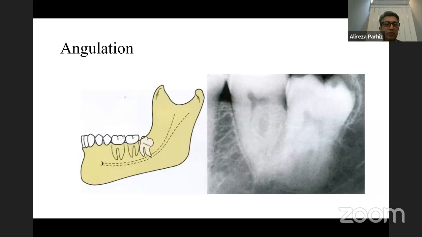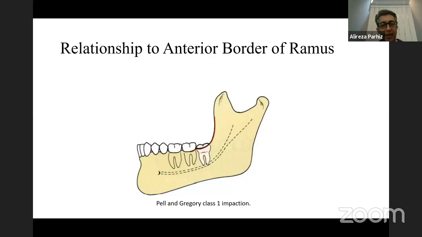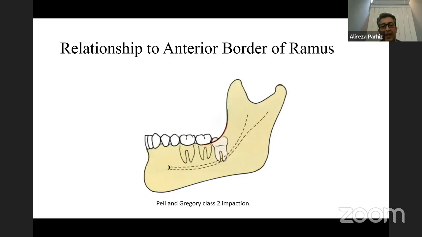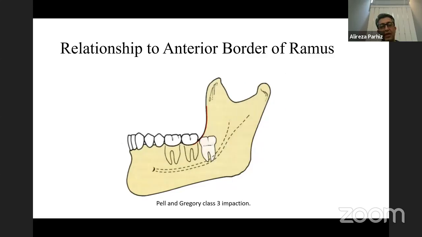We have also another kind of classification. It's according to the anterior border of the ramus. If the whole crown of the impacted tooth is anterior to the anterior border of the ramus, it's class 1 of Pell and Gregory. In class 2 impaction, half of the crown is anterior to the ramus of the mandible, and in class 3, it's completely behind the anterior border of the ramus.